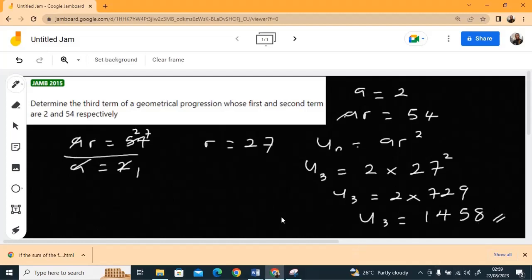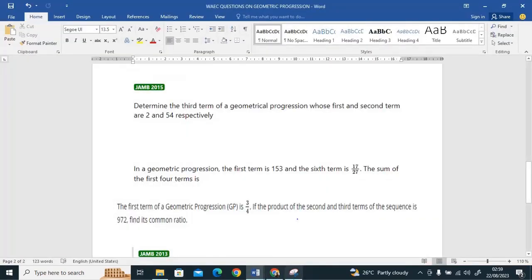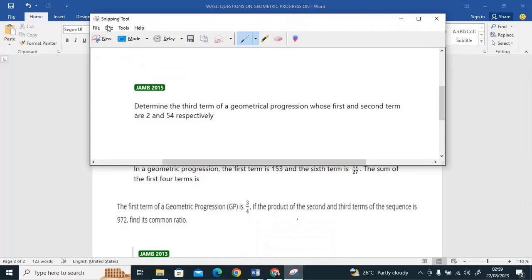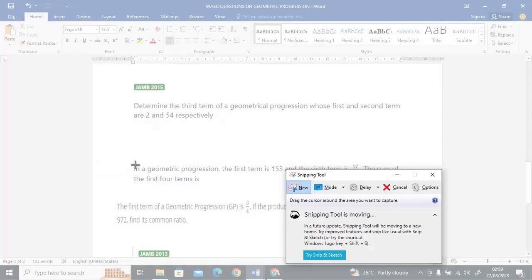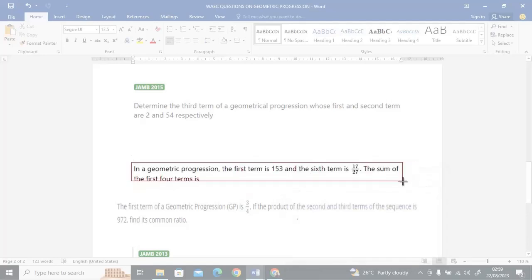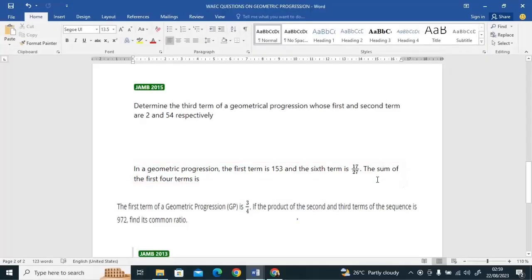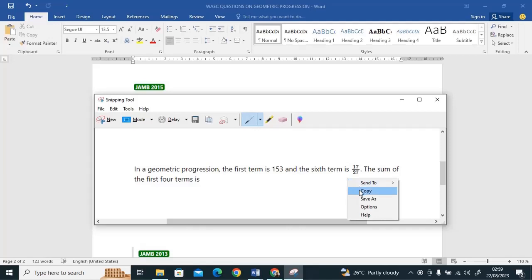This is very straightforward. It doesn't even take time if you know what you are doing. Now let's move on to the next one. Now the next question here, let me snap this. Sorry. Okay, let's look at this. I think we're almost done with this, but let's just take this one.